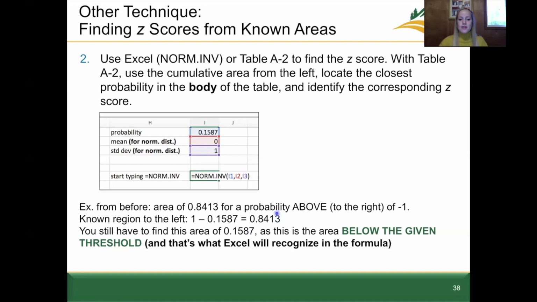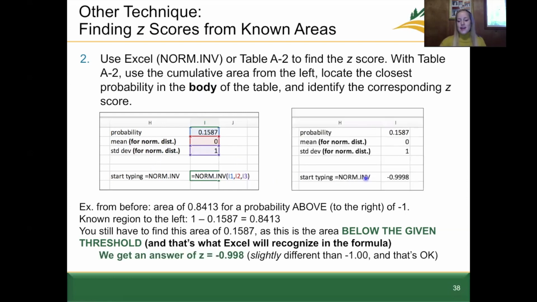Let's say we didn't want to do this. Let's say we were given a probability of 0.1587 or an area of 0.1587, and we wanted to know that z-score. This is where we use Excel with the normal inverse function. We plug in 0.1587 for a probability. We know our mean. We know our standard deviation. So this is when I'm setting up this function. I click enter, then I get an answer. My answer using the normal inverse function in Excel is my z-score. So I took a probability, I took an area, I solved for a z-score directly using Excel.